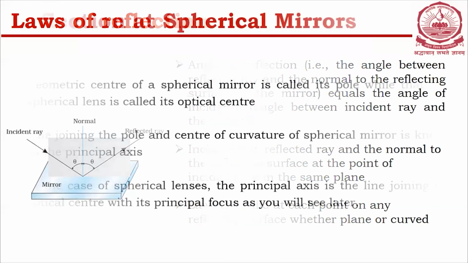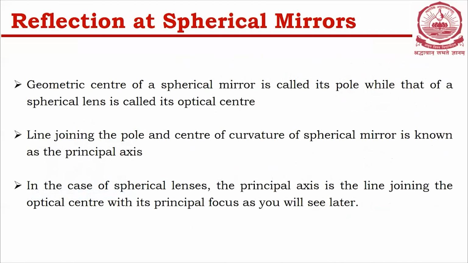The next thing is how reflection takes place in spherical mirrors. Normally, the geometrical center of a mirror is called its pole, while that of a spherical lens is called its optical center. So in the case of a lens, it is called the optical center, and in the case of a spherical mirror, it is called the pole.